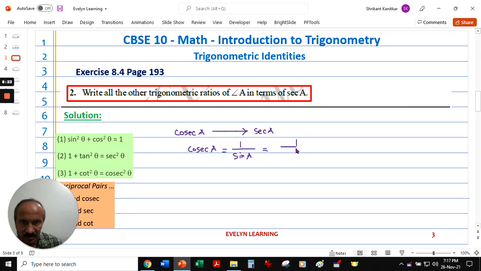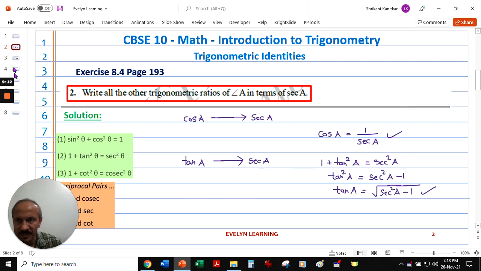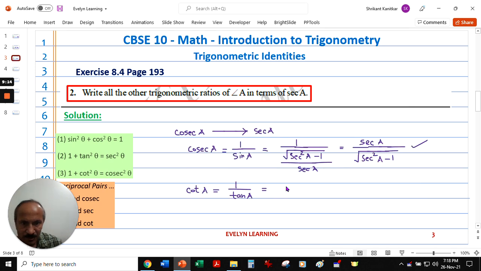So here is the next trigonometric ratio, cosecant A. I want to express cosecant A now in terms of secant A. For this I will take the help of sin A, because cosecant A happens to be the reciprocal of sin A. So cosecant A can be written as 1 upon sin A, and the sin A answer I am going to substitute from here. This was my answer for sin A, the whole root of secant square A minus 1 divided by secant A.